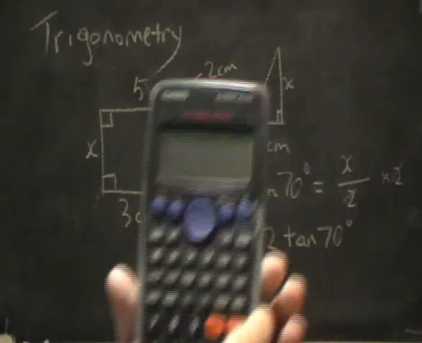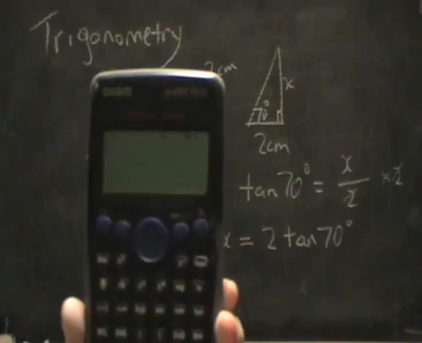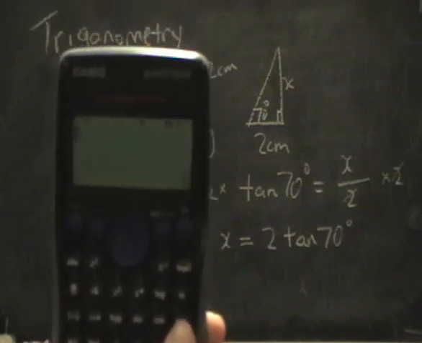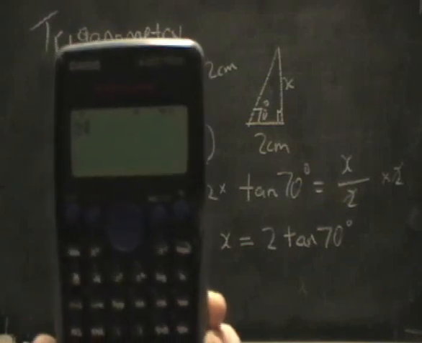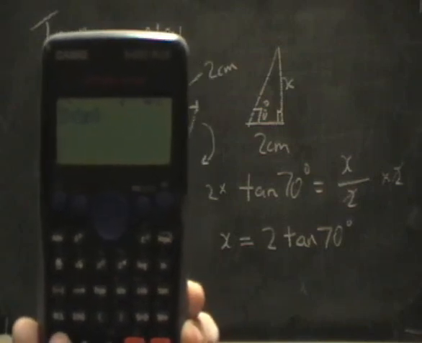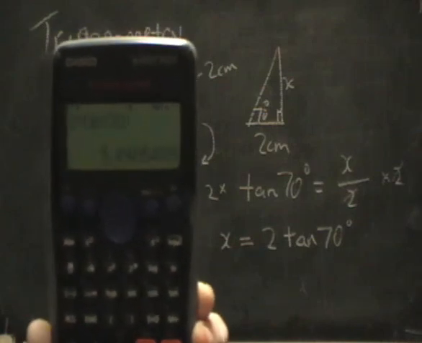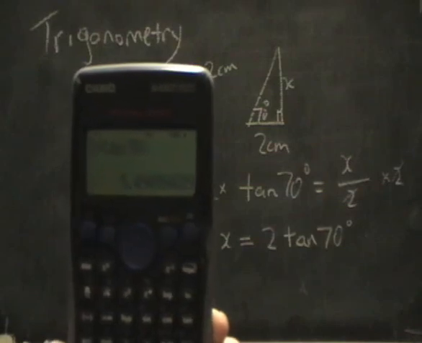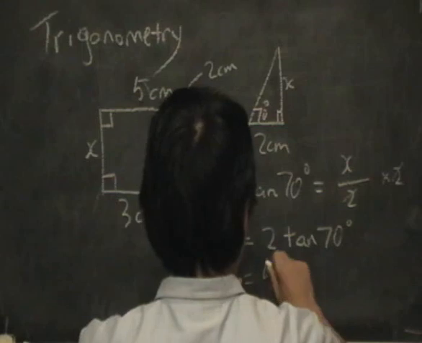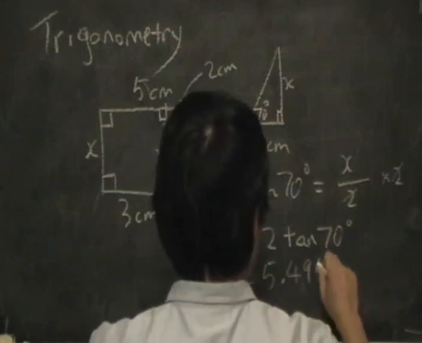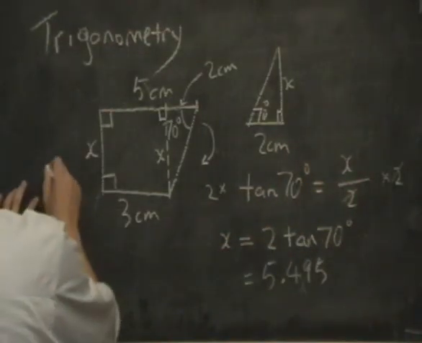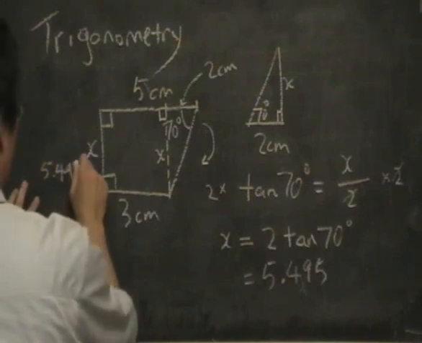So let's have our calculator again. Now this time we need to use the tangent, which is there. We need to do 2 times the tangent of 70, close bracket, equals 5.495. So the answer is 5.495. So that's the length of x. x is 5.495 cm.